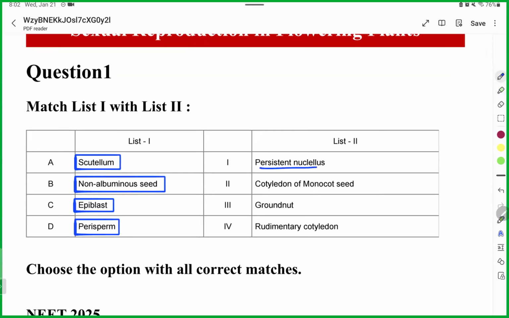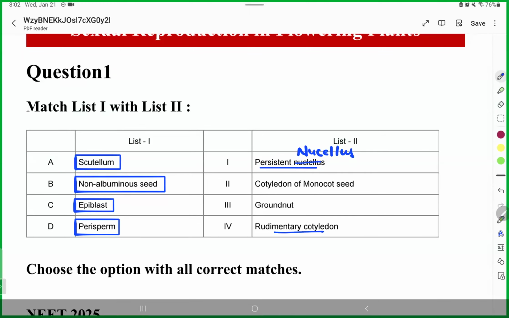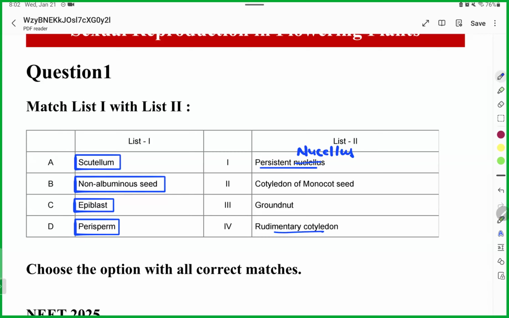Persistent nucellus. This spelling is wrong. Nucellus. Cotyledon of monocot, groundnut, and rudimentary cotyledon. What you have to do is reading that directly after the zygote post-fertilization event.